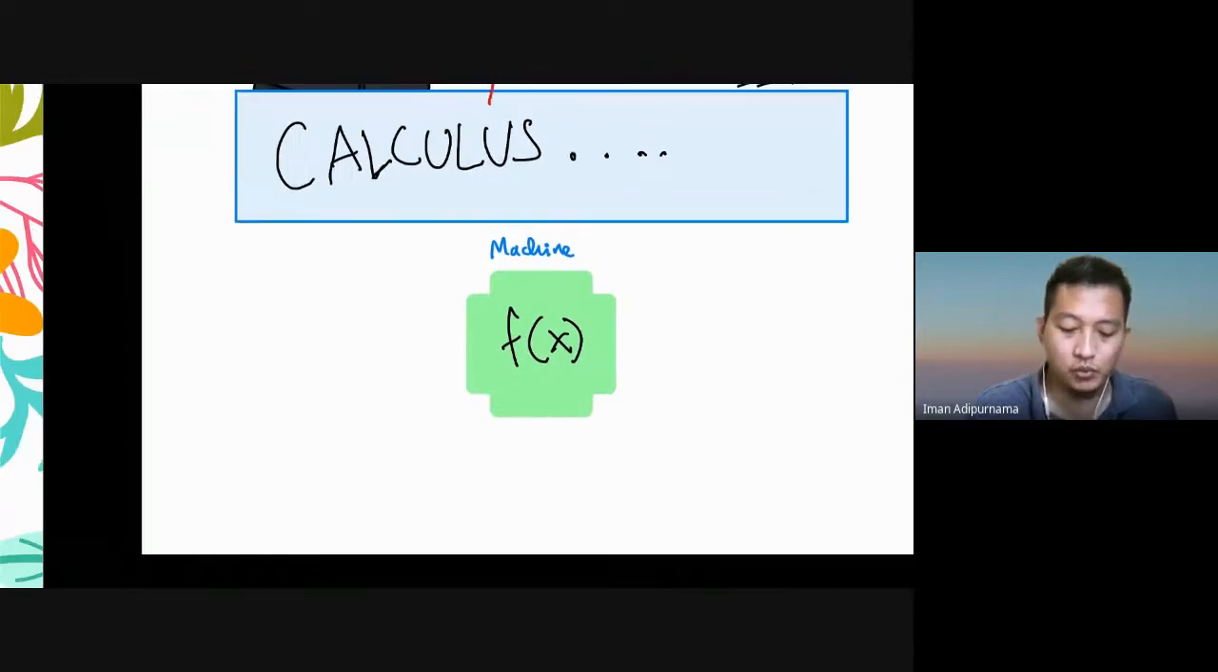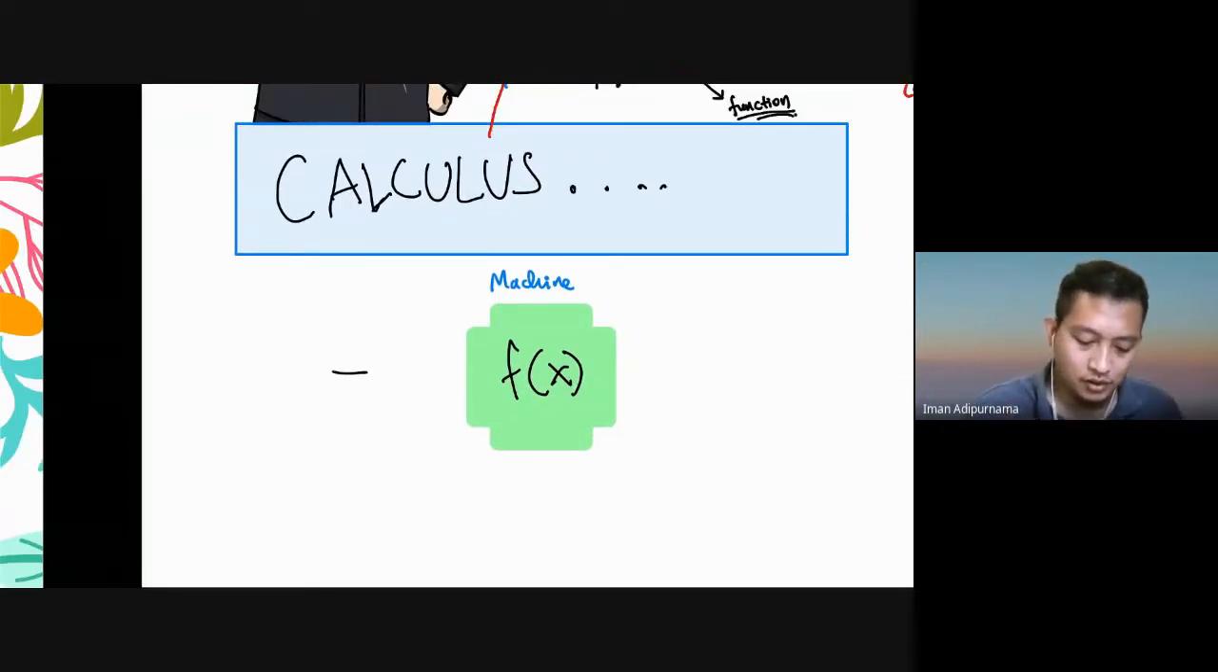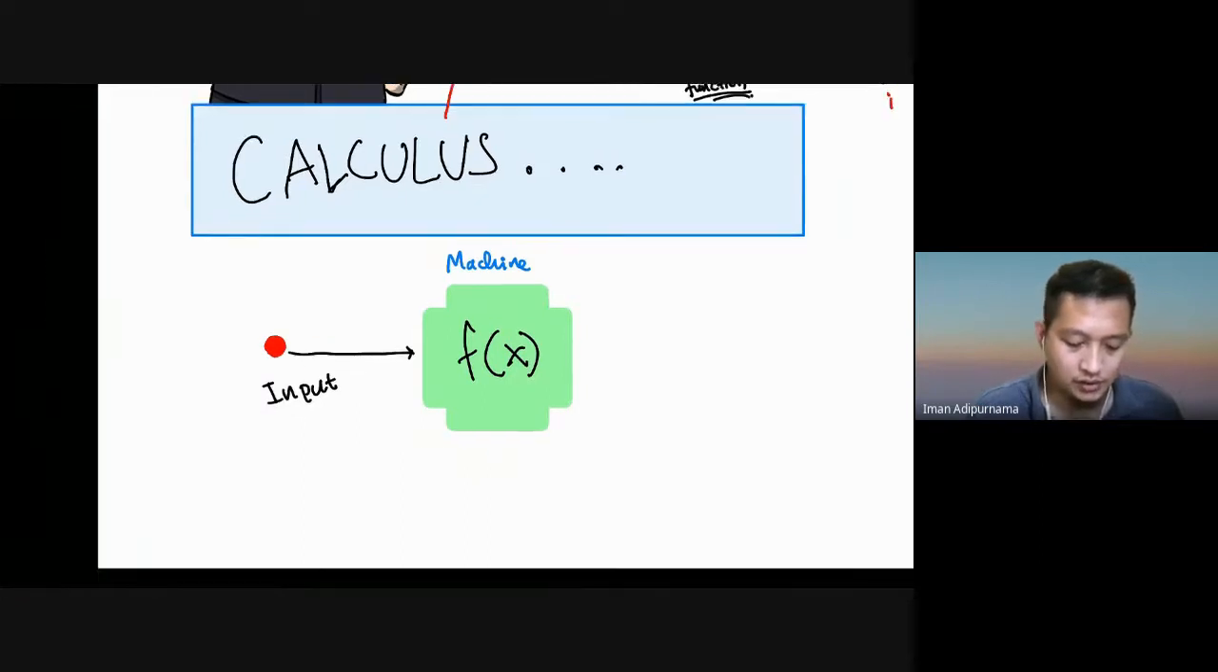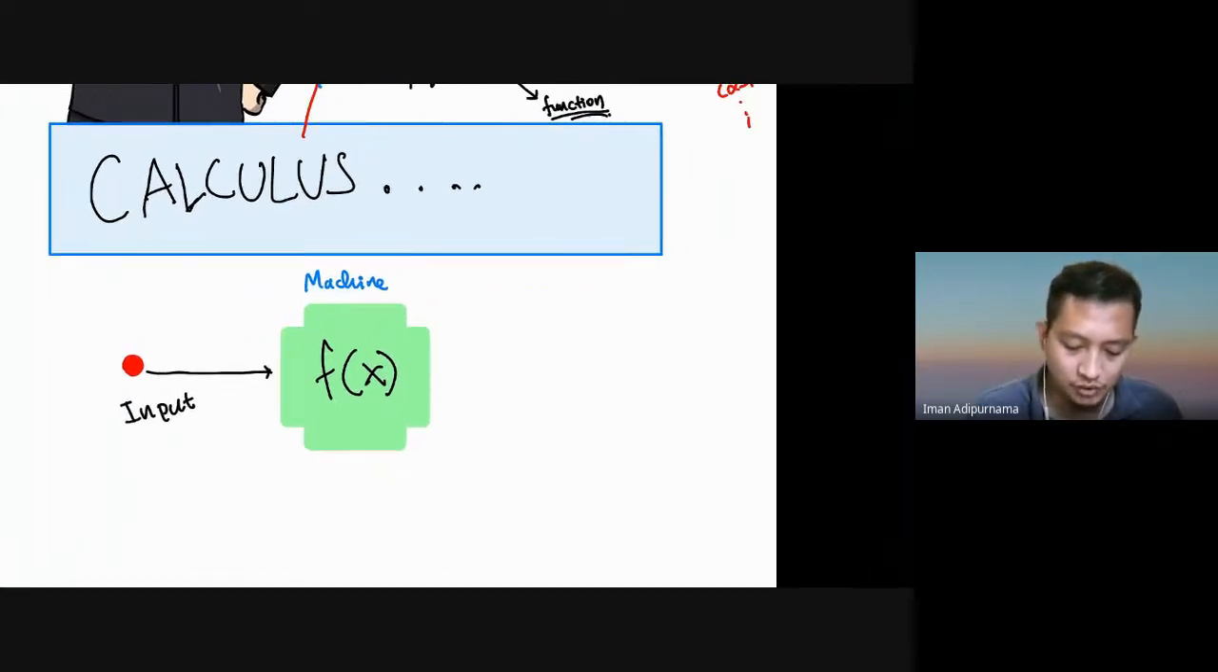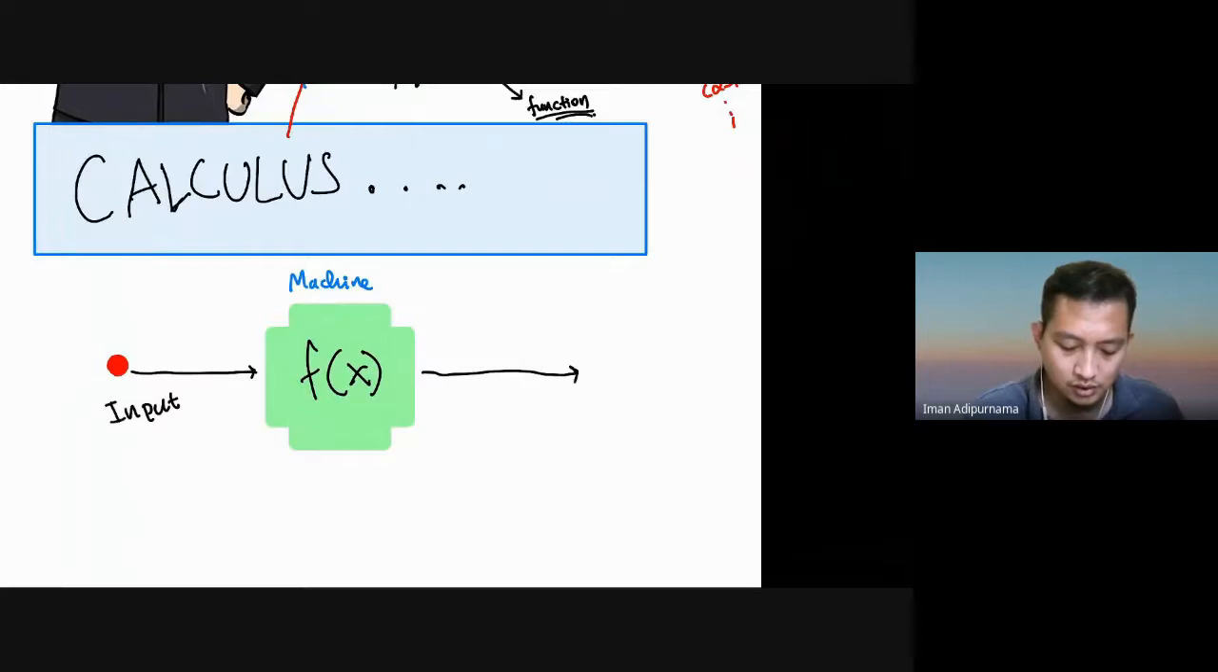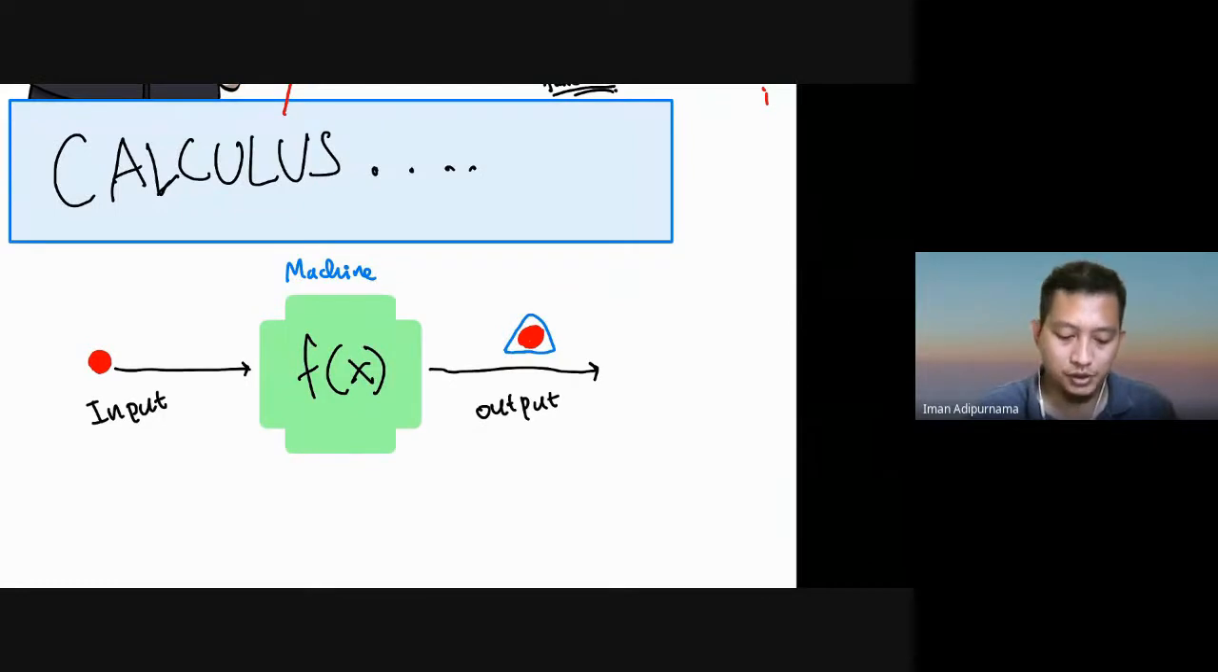This is just to remind you what a function is. So I'm putting something here. This is what I call the input. Let's say I'm drawing this small ball here. This is my input. And then from this ball, I will receive the output. Let's say it will be a triangle, but I'm still having the ball inside this triangle.